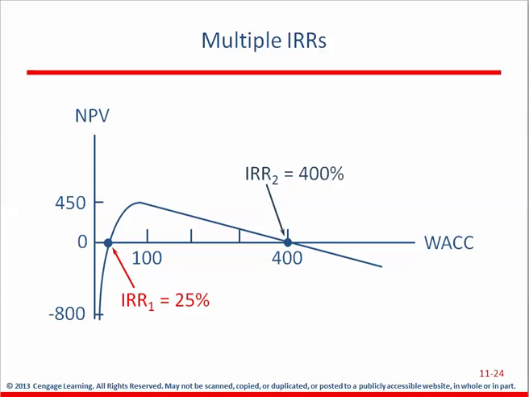So let's go back to the profile. So that's what's happening here. At interest rates between 0 and 25%, it's negative because of how the cash flows are. At interest rates above 25%, that negative cash flow in time 2 starts being worth less and less and less, and the NPV actually turns positive. At interest rates of 400%, that first cash flow basically is worthless because interest is so high, and so the NPV turns negative again.